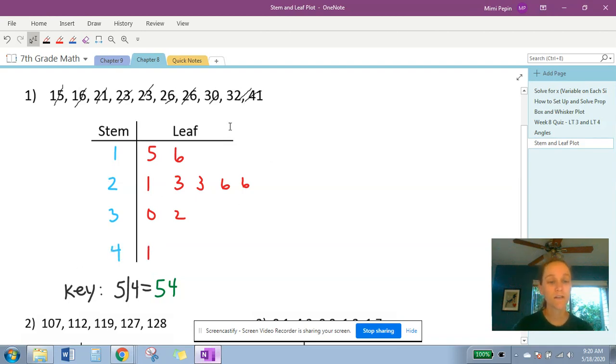And so this is kind of nice. Like, let's say I'm grading tests or something, and I want to know what the most common range of scores is. I can see that most students scored in the 20s, and then only one student scored in the 40s.